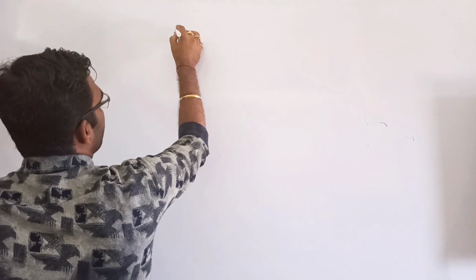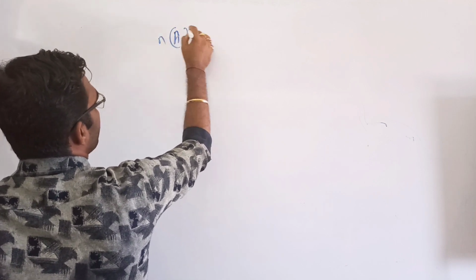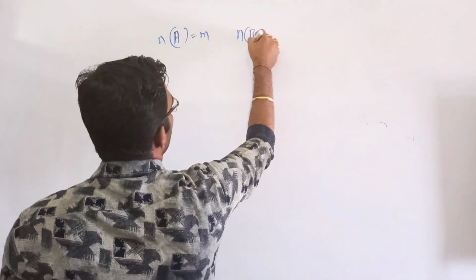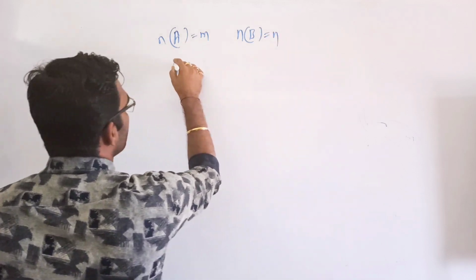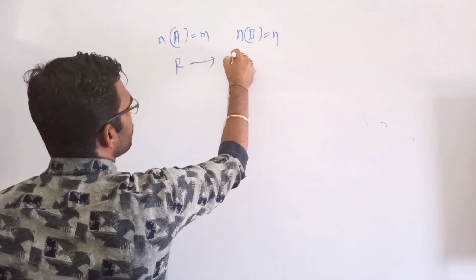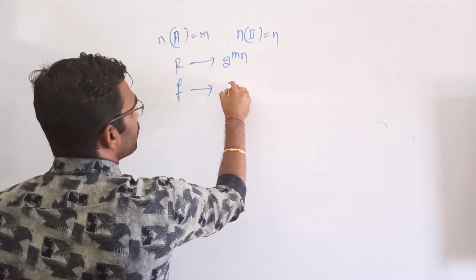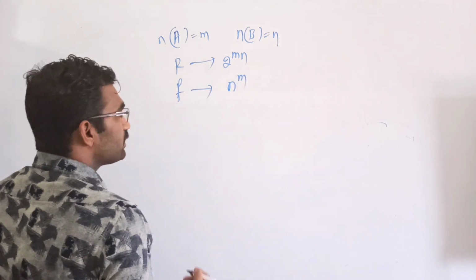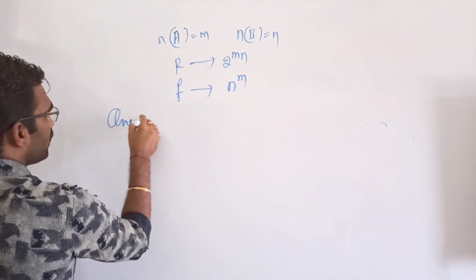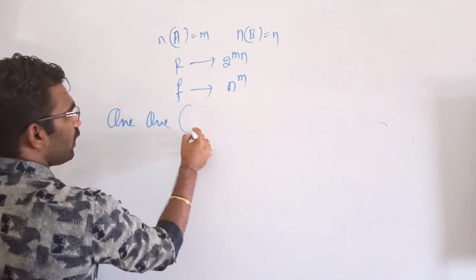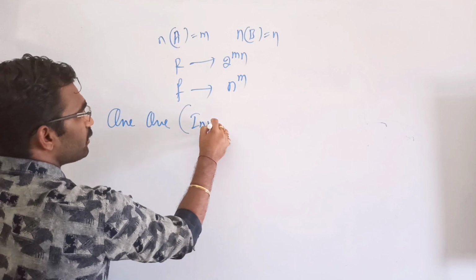So if the set A has n(A) = m and n(B) = n, the number of relations is 2 raised to mn. The number of functions is n raised to m. Now I am going to discuss one-one functions, also called injective functions.